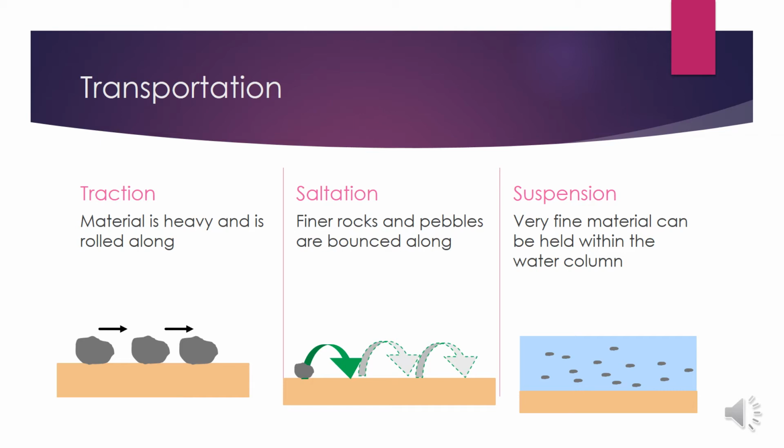Siltation is when the rocks or pebbles are smaller, so waves can lift them for a short period of time. Therefore, these pebbles bounce along. Suspension is the movement of the fine material, such as sand. The sand is light enough to be held within the water column whilst being moved.